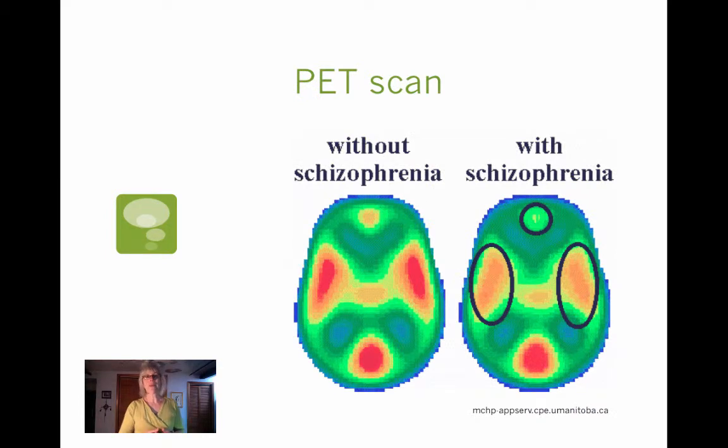We also know something about what's happening with schizophrenia when we're looking at PET scans. So these are a pair of PET scans, one for someone with schizophrenia on the right, and one for someone without schizophrenia on the left. And you see that there is less activity in the brain of the person with schizophrenia, particularly in the temporal lobes and in the frontal lobe, each of which is indicated by a black circle or oval.